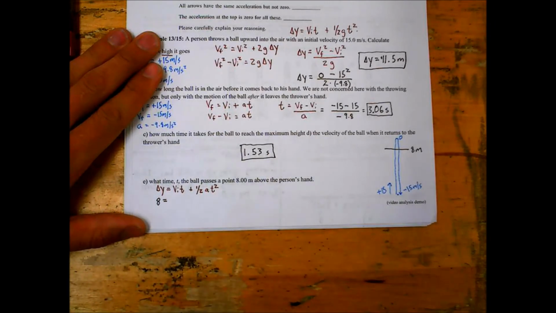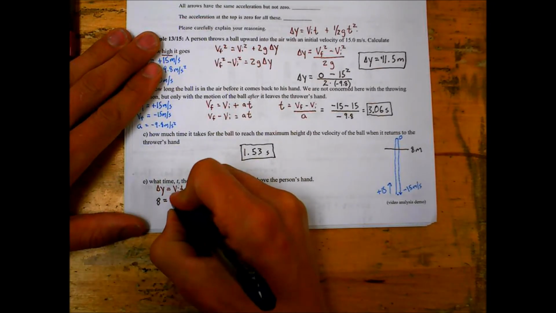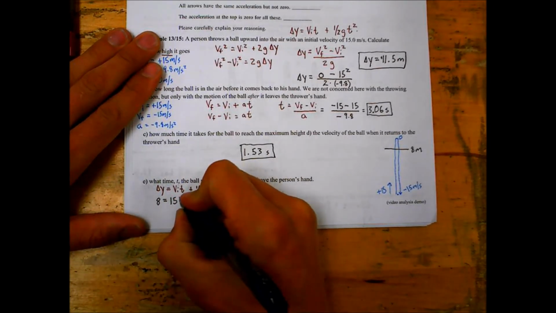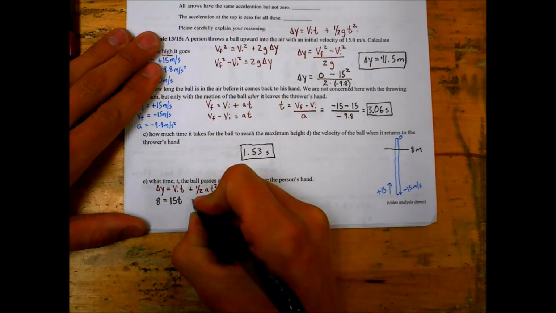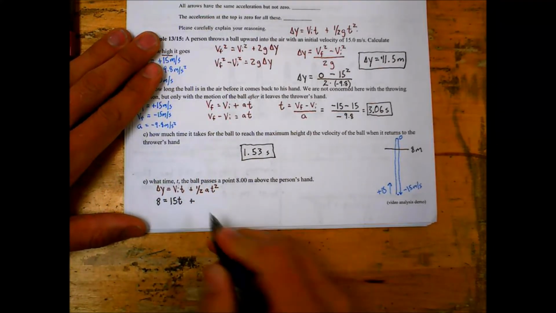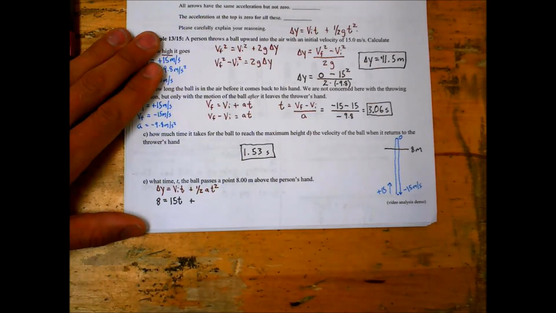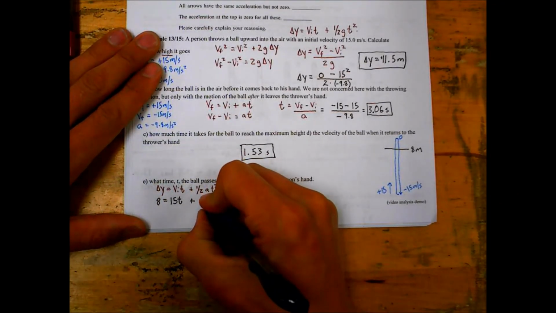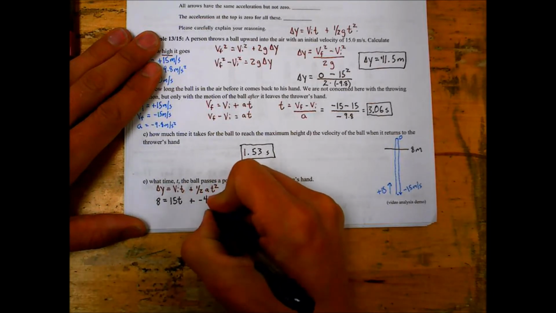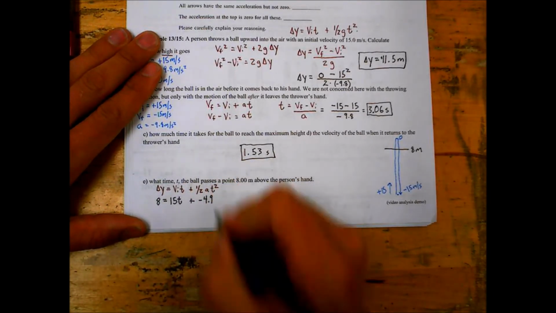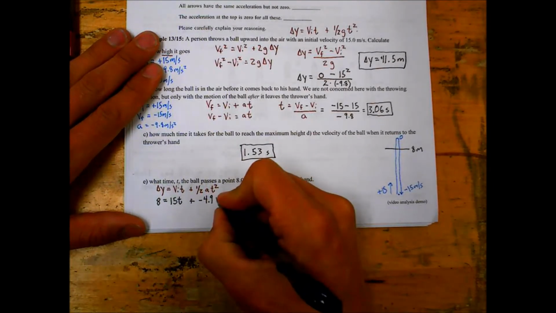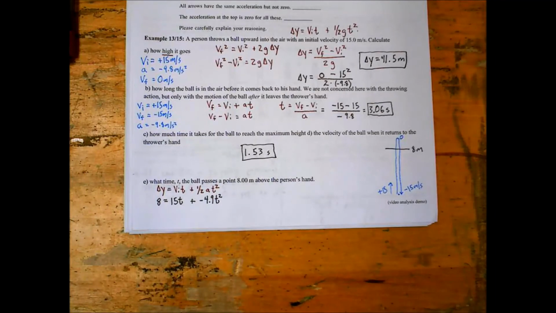Our v initial is 15. We don't know time. Half of a, half of negative 9.8, we get a negative 4.9. It's half of little g. And then we get a t squared. Okay, we haven't run into this yet. We've got a t and a t squared in the same equation.